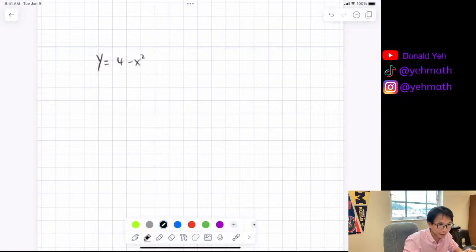So which point is closest to the point (0, 2)? I'm going to graph it.